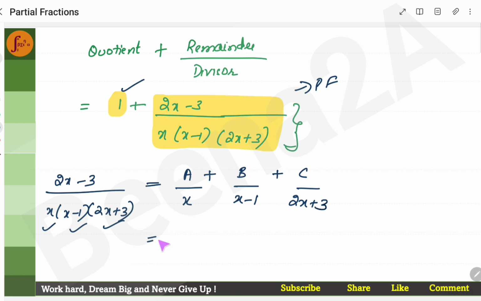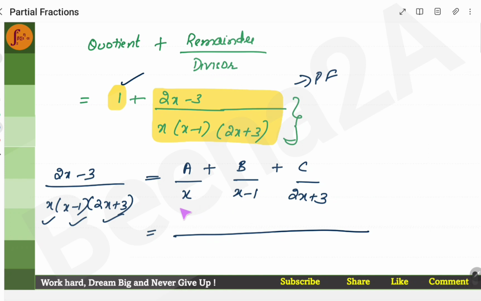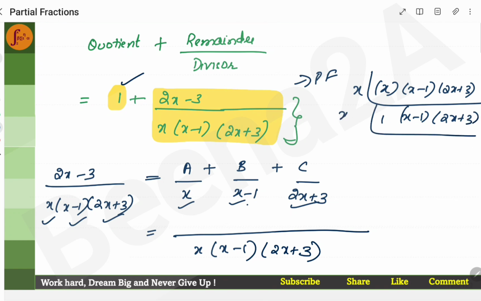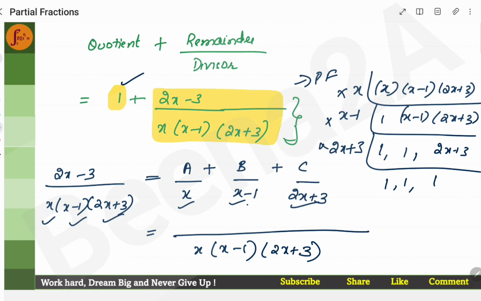Now I have to use the LCM method and get the LCM. All 3 are different, is it not? So the LCM will be straightforward. Multiply all the denominators, that will become the LCM. Even if I use this LCM method like this, x, x minus 1, 2x plus 3 as LCM, I'll first take x. x into 1 is 1. Rest I'll copy as it is. Next I'll take x minus 1. x minus 1 into 1 is x minus 1. I'll copy 2x plus 3 as it is. Now I'll take 2x plus 3. 2x plus 3 into 1 is 2x plus 3. So I'll multiply all this. This will become the LCM.